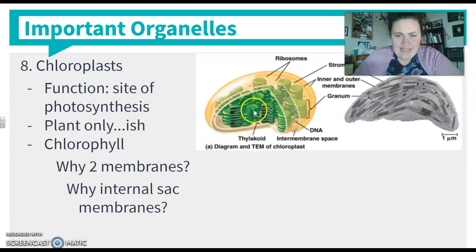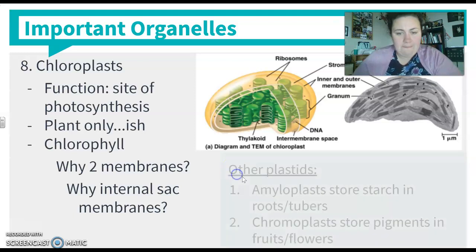Now, inside here we have all these little sacks, and it looks a lot like a stack of pennies, just like a whole bunch of stacks of pennies. You can see over here, it's just stacks and stacks and stacks. And so why do we have so many of those stacks, and all of these membranes? Again, it's to maximize surface area because we're doing chemical reactions across them.